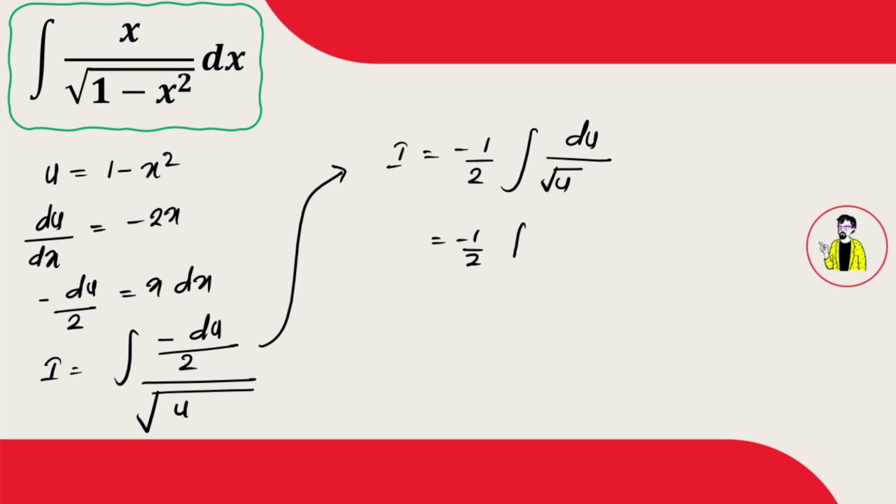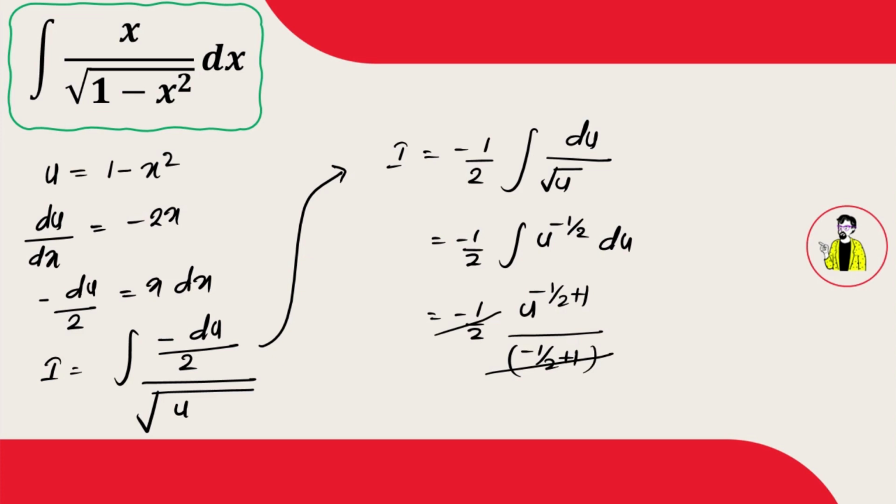This is u to the power minus half du. Now you can integrate u to the power minus half plus 1 over minus half plus 1. So this one and this one cancel. Now you have minus square root u. Again we have to write the answer using x, so we have to write minus square root 1 minus x squared plus c.